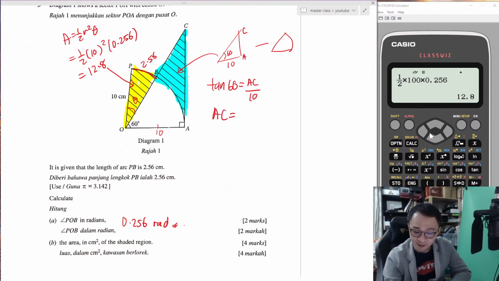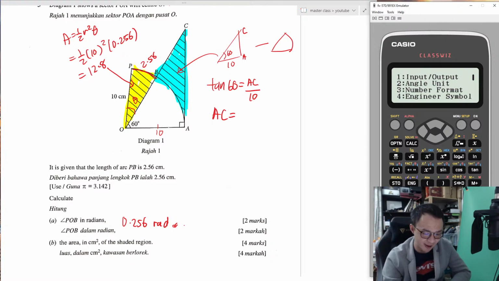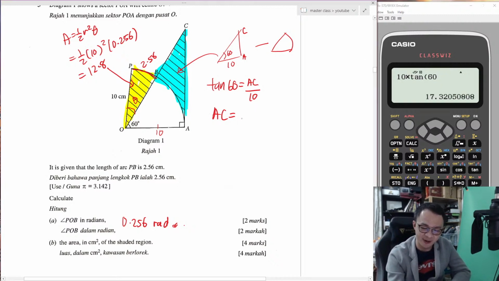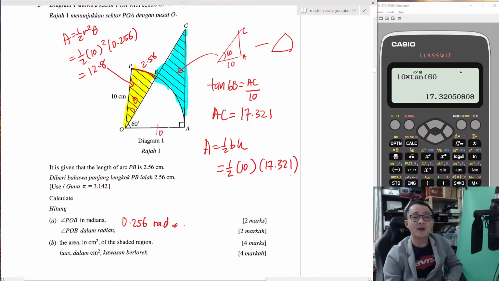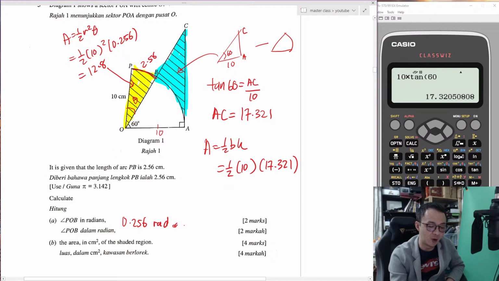I will change the calculator into degrees, because in this case we use degrees. Later we need to change back to radian, but it doesn't matter. So 10 multiply tangent 60, which is 10 root 3, or 17.321. The area of the triangle is half times base times height. Base will be 10, height will be 17.321.